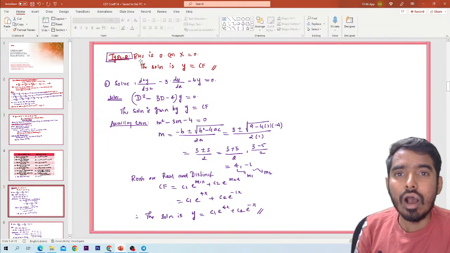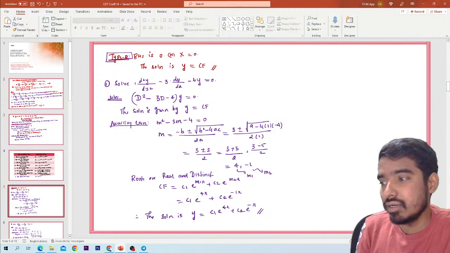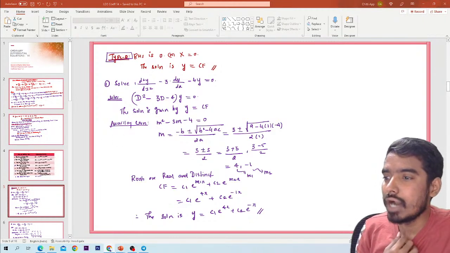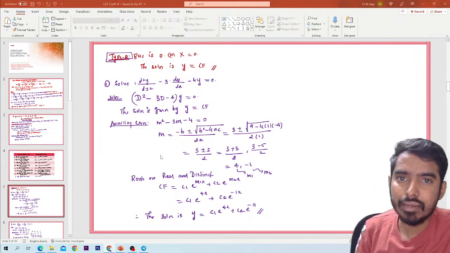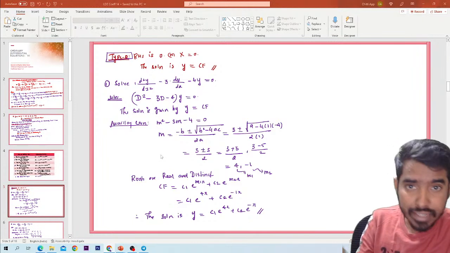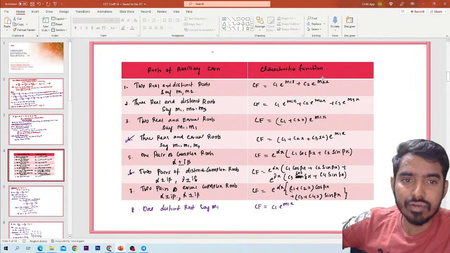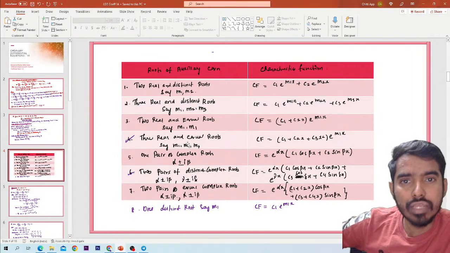Now type 0. What is type 0? RHS is 0. That is, your X term is 0. In that case, the general solution is y is equal to CF alone, right? Now what is CF? You need to find it depending upon the roots of the auxiliary equation. If the roots are real and distinct, 3 distinct roots, 2 equal roots, 3 equal roots, or 1 pair of complex roots, depending upon this, you need to write the complementary function, right?